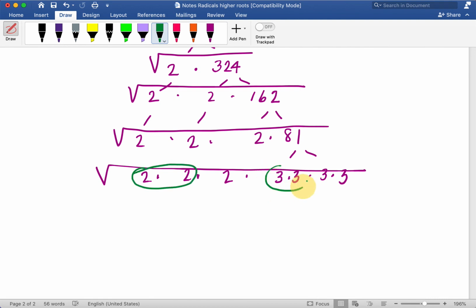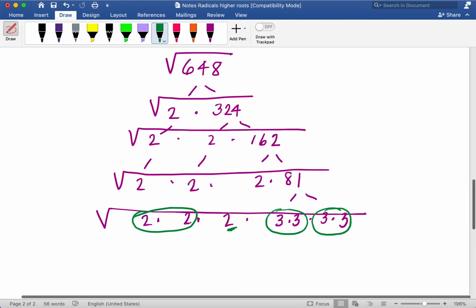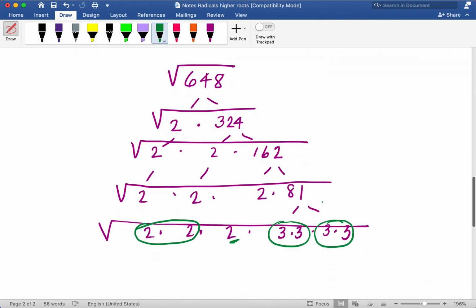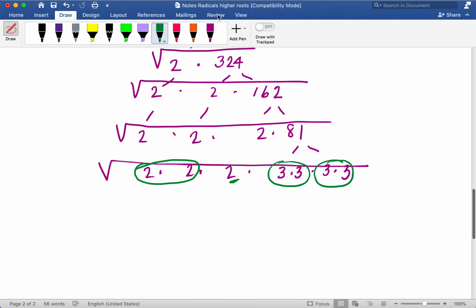That comes out. That comes out. That comes out. And so this one stays in. This comes out as a 2. That's a 3. That's a 3. 3 times 3 is 9. Times 2 is 18. And that was this right here. 18. And that 2 stayed inside. So this was 18 square root of 2.